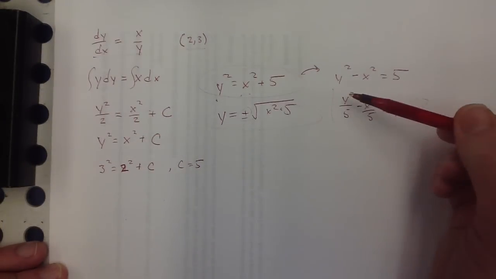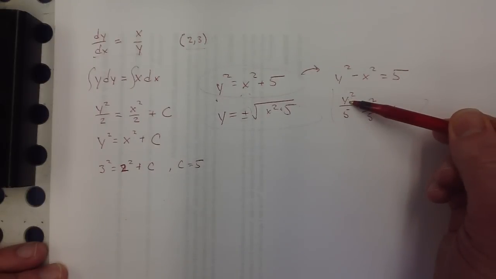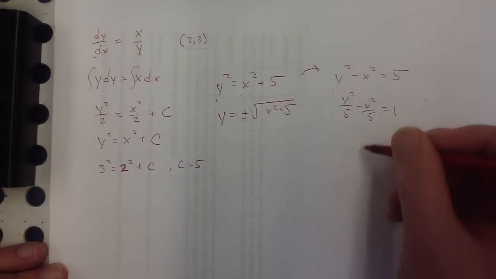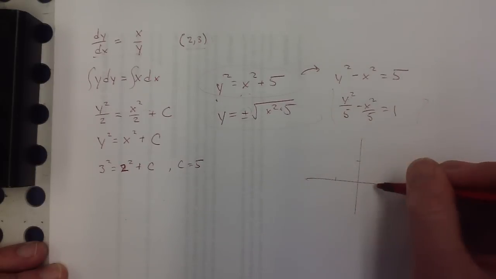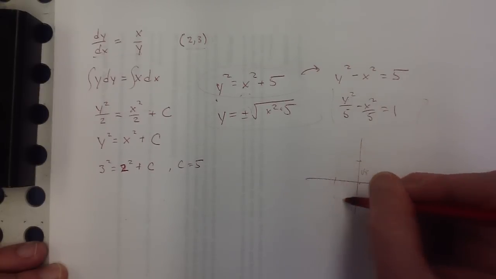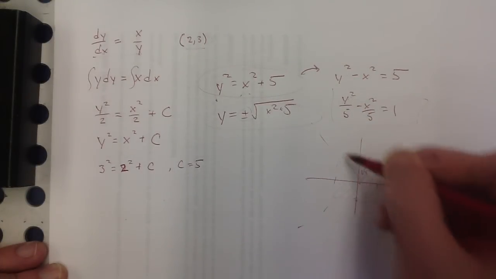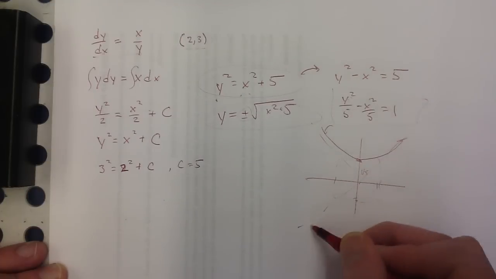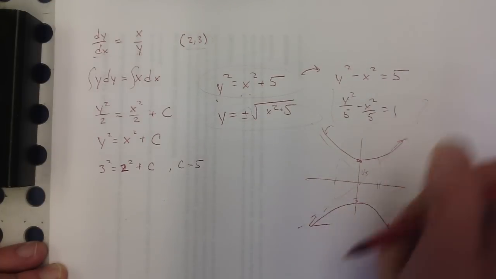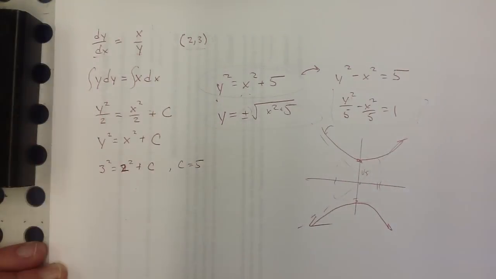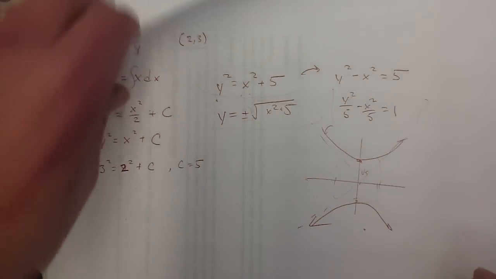This would be a hyperbola that opens up and down, because the y comes first. When we make the little box for it, this distance right here would be the square root of 5. It would do this, and it would make our asymptotes, and it would go through those points, and so on. I don't know if you remember your conic sections, but that's what that is. So this turns out to be the differential equation for a hyperbola. Cool.